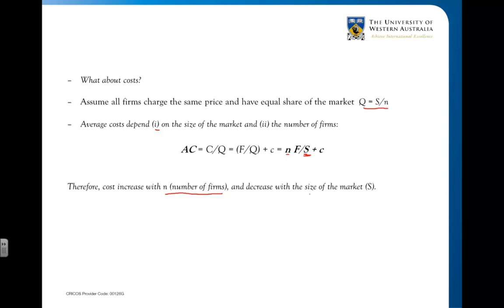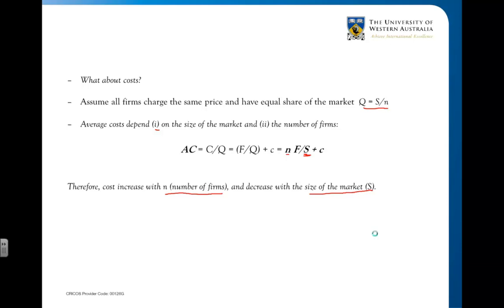But of course, it decreases with the size of the market because for the same but opposite reason, in the sense that if you've got a really large market, then chances are your output is quite large as well. And so you're able to achieve some of these economies of scale. So you're further, if you like, further down along your average cost curve.